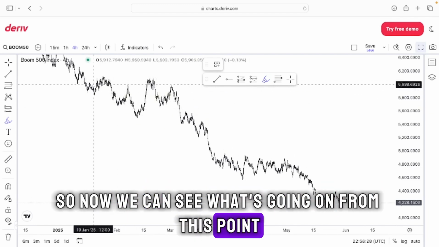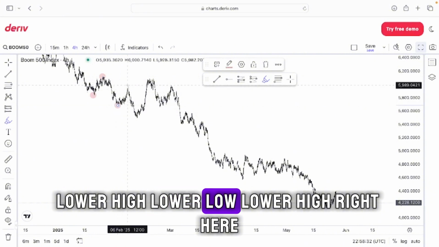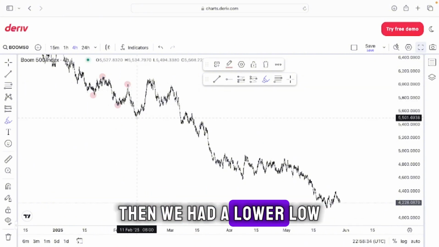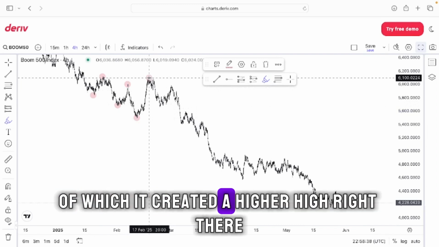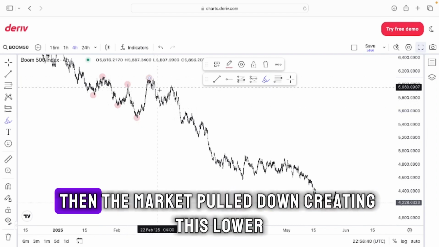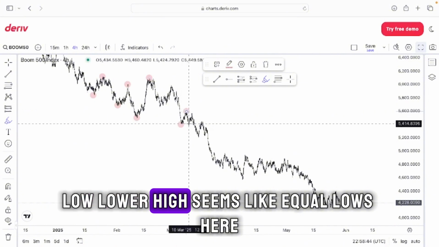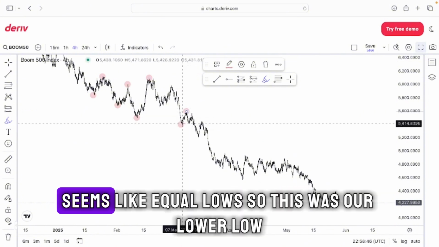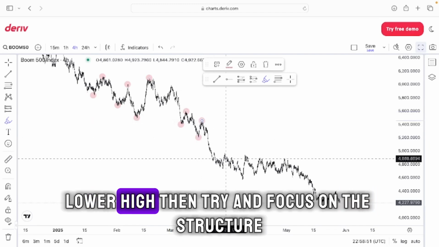From this point we had this low, lower high, lower low, lower high right here, then we had a lower low, then we had some type of a change of character right there, which created a higher high right there. Then the market pulled down, creating this lower low, lower high. Seems like equal lows here. So this was our lower low, lower high.